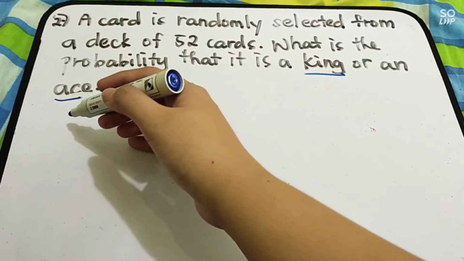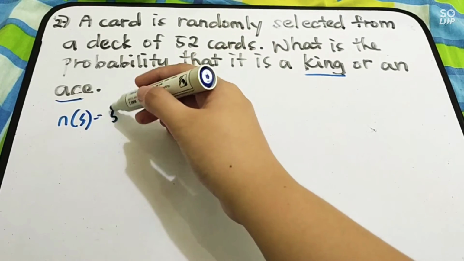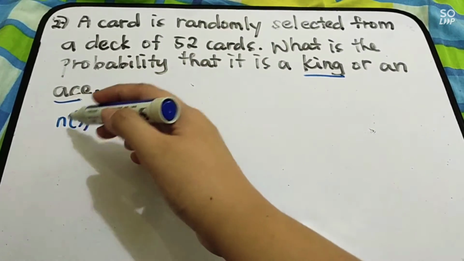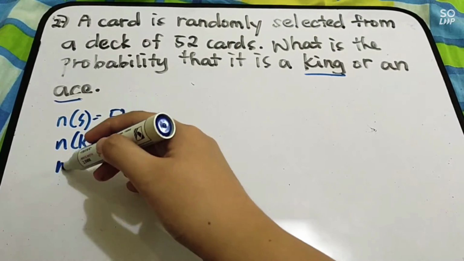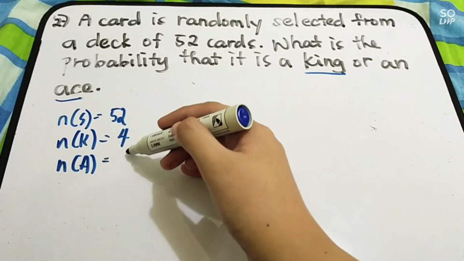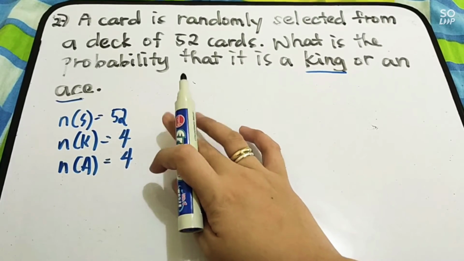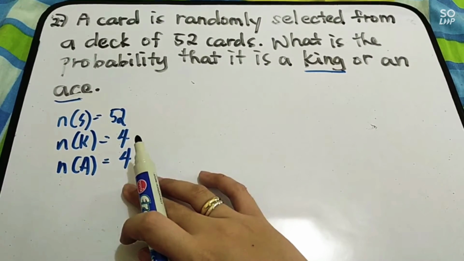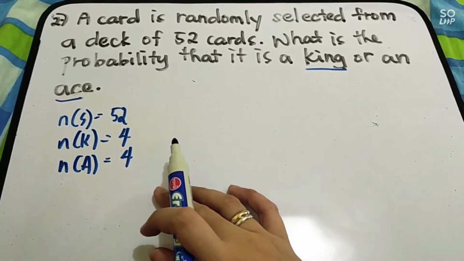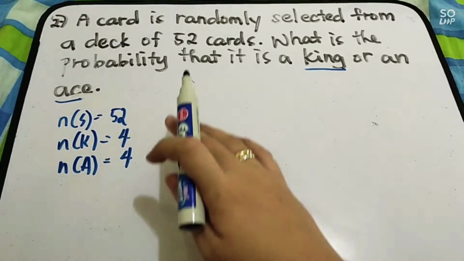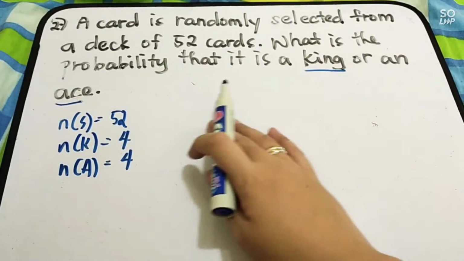So, let us have the number of sample space in the deck of cards. That is 52. That is your cardinality. Then, how many kings do we have in a deck of cards? We have here 4. And how many aces do we have? That is 4 ulit. Okay? So, 4 kings. That is diamonds, heart, clubs, and spades. Kamukha rin sa ace. Ganun din. Next tayo. Kunin na natin yung probability ni king at saka ni ace. Para mamaya, substitute na lang natin dun sa ating formula.